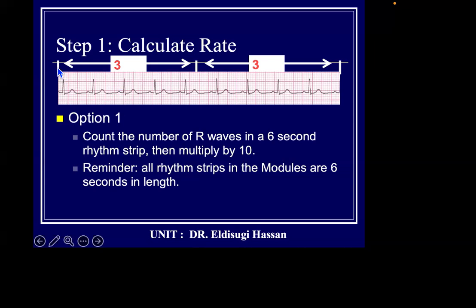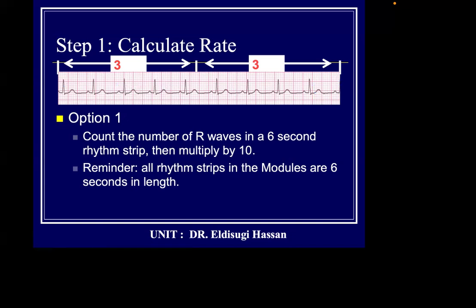You start from here, you make a bolt, and then you count 30 QRS complex, and you make another bolt. Then you count the QRS complex between these 30 large QRS complex and multiply by 10, you will have the heart rate. So start here and you end here. These are 30 large QRS complex. Then we count the QRS complex: 1, 2, 3, 4, 5, 6, 7, 8, 9. Multiply by 10, you will have a heart rate of 90 beats per minute.